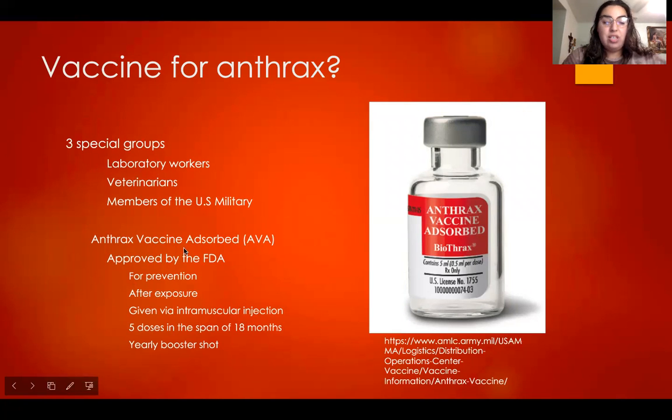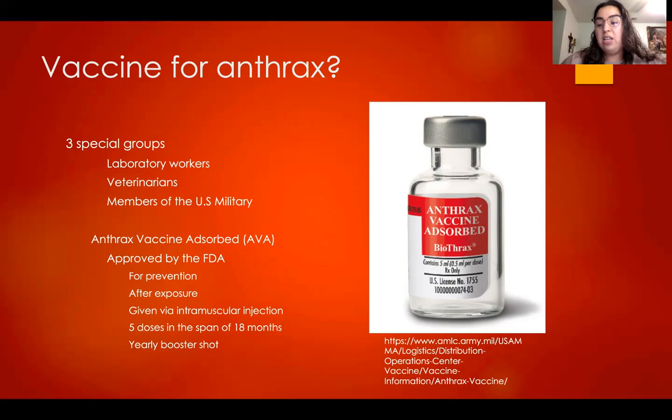The anthrax vaccine, BioThrax AVA, is approved by the FDA. It is used for prevention of anthrax and after exposure to anthrax. It is given via intramuscular injection in 5 doses in the span of 18 months. Then a yearly booster shot is given for full protection.